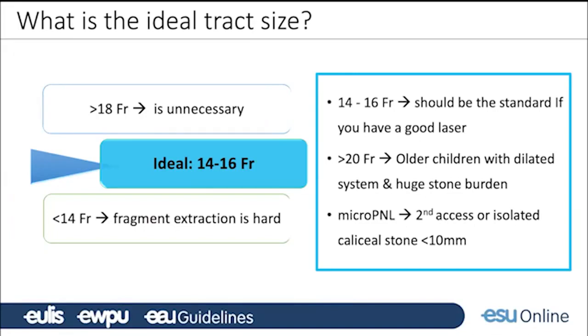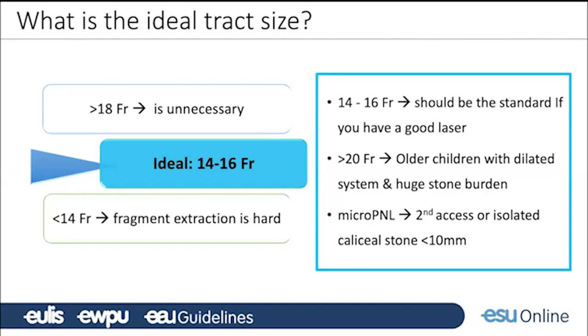Therefore, having around 14 to 16 French sheath is ideal. And going over 18 French is usually unnecessary. It should be actually kept for older children or adolescents with a dilated system and huge stone burden.